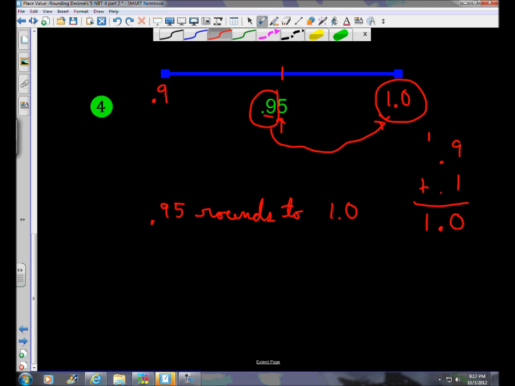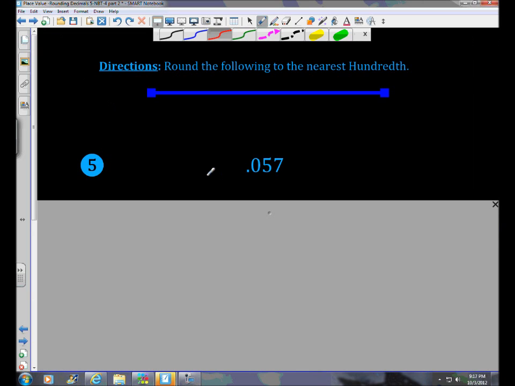All right, let's take a look at rounding to the nearest thousandth. So that's number 5, and we have the decimal 57 thousandths, and we need to round this to the nearest. Oh, we're rounding to the nearest hundredth. If I said thousandths, that was my mistake. Let's move on. Okay, we've got 57 thousandths here, and we're rounding to the nearest hundredth.